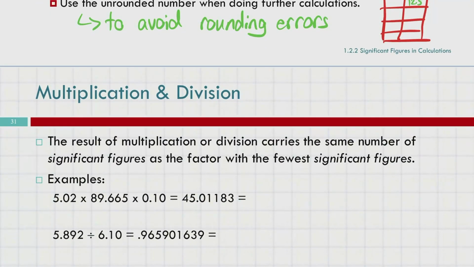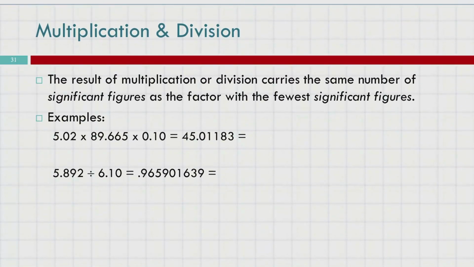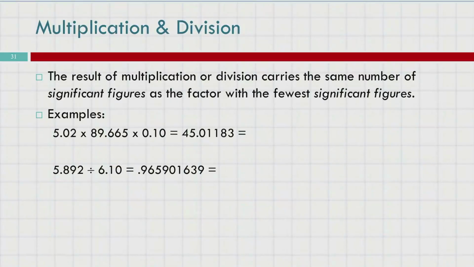All right, let's talk about multiplication and division, and then we'll take our midday break. The result, the thing that we get out from doing multiplication or division, carries the same number of significant figures as the factor with the fewest significant figures. So the numbers that we put in determine the number of significant figures that we get out, and we're looking for the one with the smallest number of significant figures.